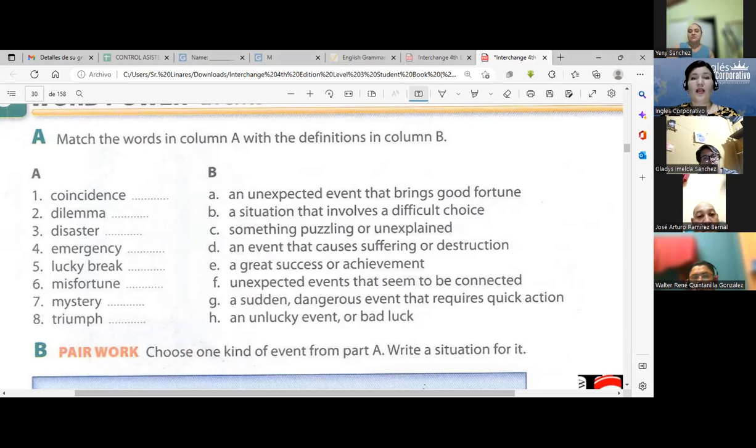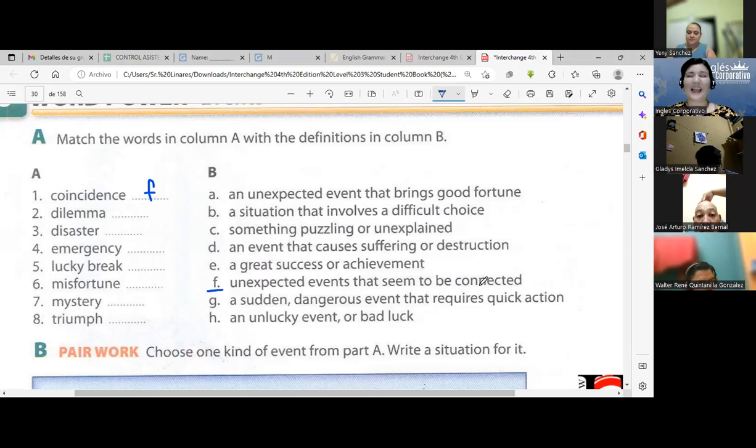What will be the meaning of coincidence? Unexpected events that seem to be connected. Unexpected event that seems to be connected, right? That is a coincidence. It's letter F. It's an unexpected event that seems to be connected. That you say like, what a curious thing, right? It's like, gracioso. Pero no gracioso de risa.